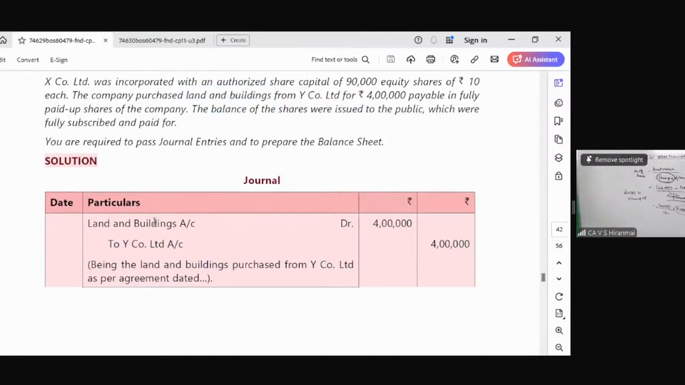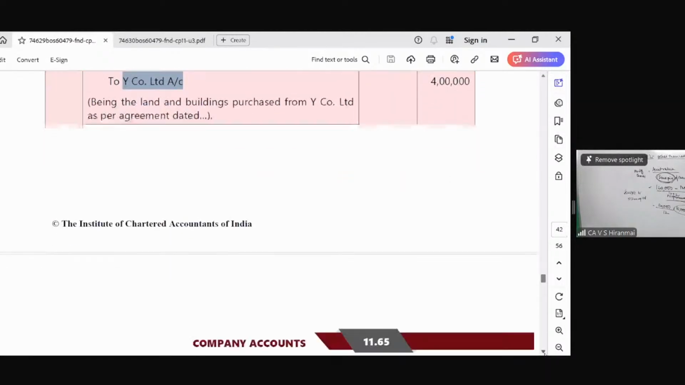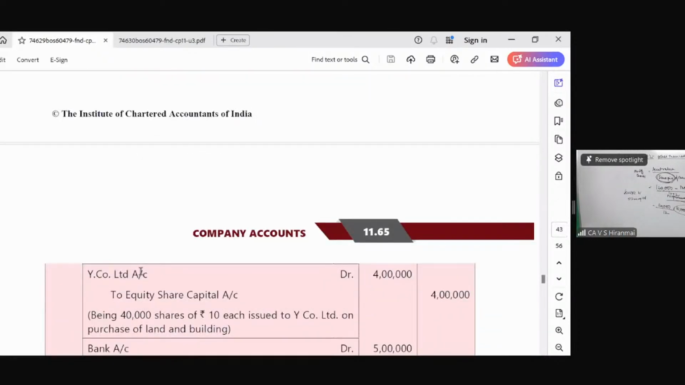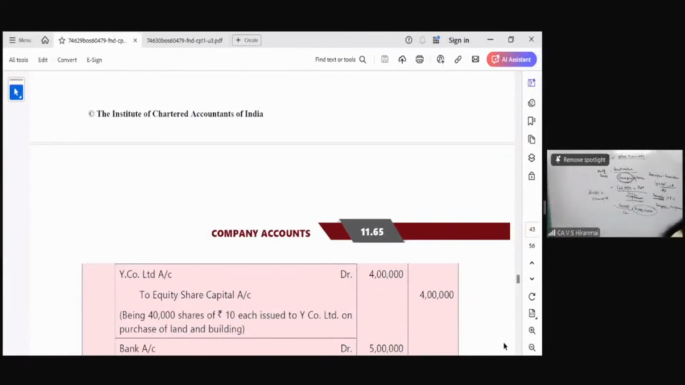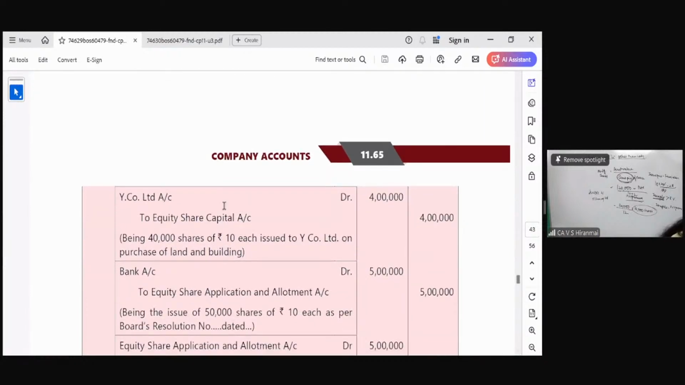So when I'm purchasing the building, what is the entry they're passing? Asset account debit to, from whom are you purchasing? Y Company Limited. So 4 lakhs. Because the shares are issued at 10 rupees only. There is no premium in the question. So simple. Then it will be Y Company Limited to equity share capital. So you should also show who is Y. So you're doing like this. And it will be Y Company Limited to equity share capital, 40,000 shares of 10 each. That makes it 4 lakhs.